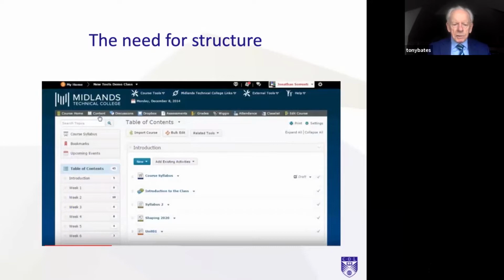And this is an example of a learning management system. This is Desire to Learn. And you'll see down the left-hand side is each week. So the students would click on whatever week they're coming up to, and that would open up and show them something like this, the course syllabus, topics and so on that they need to cover in the week. So a learning management system is very good for providing that structure for students.